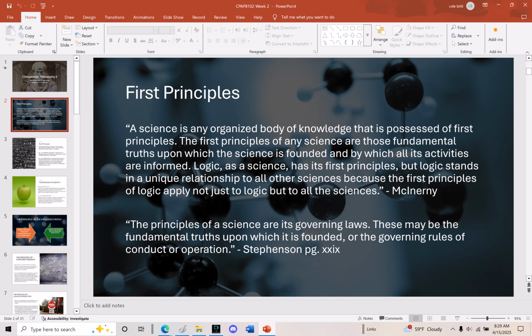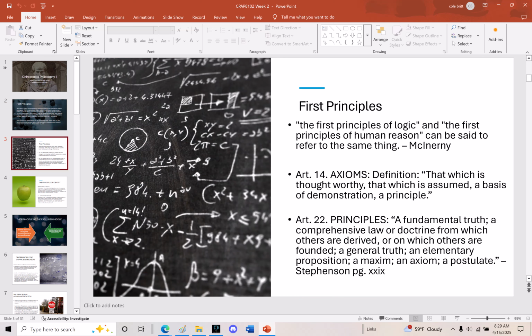This is what Ralph Stevenson says about the same thing. The principles of a science are its governing laws. These may be the fundamental truths upon which it is founded, or the governing rules of conduct or operation. So Stevenson and McInerney agree on the importance of first principles. McInerney says, the first principles of logic and the first principles of human reason can be said to refer to the same thing.